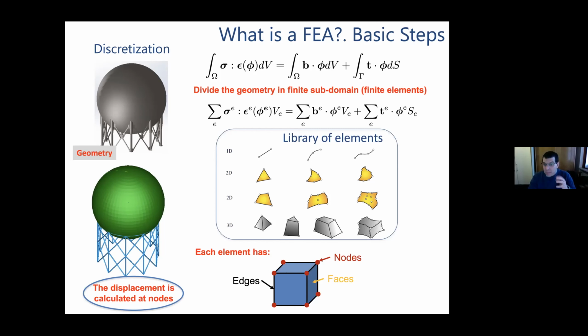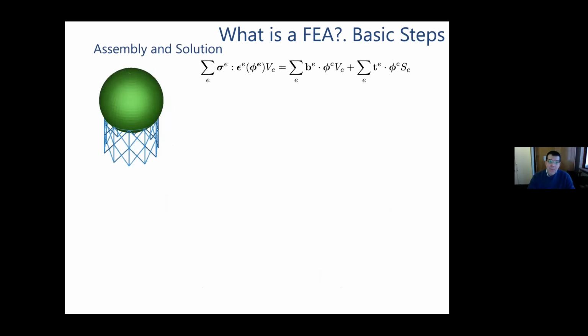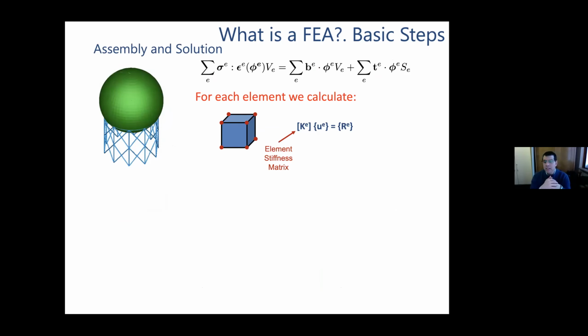Once you have meshed your geometry, then you enter the next two big steps, the assembly and solution and the post-processing step. In the assembly, for each element, we calculate the contribution of the element. In a solid application, the contribution of the element is given in terms of a matrix KE that we call the element stiffness matrix.